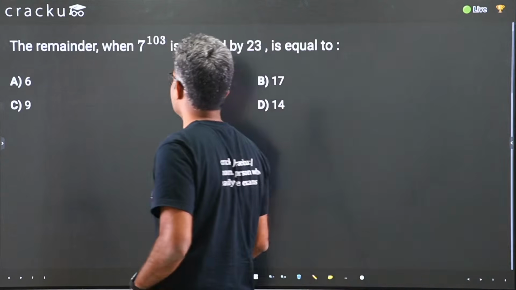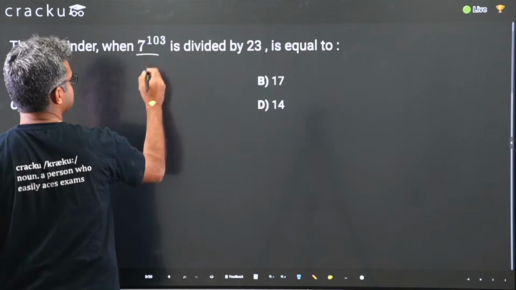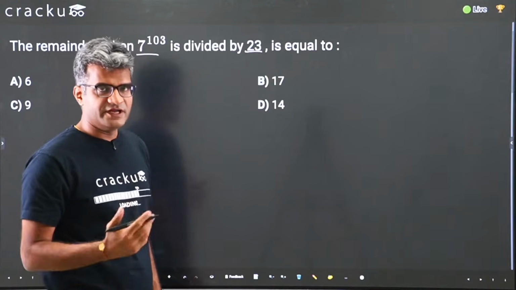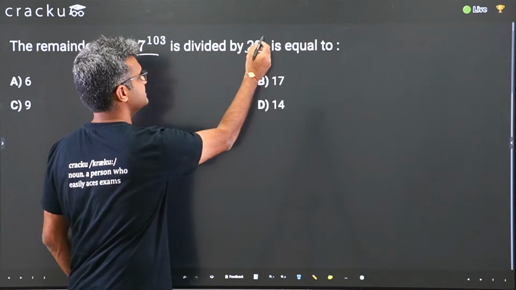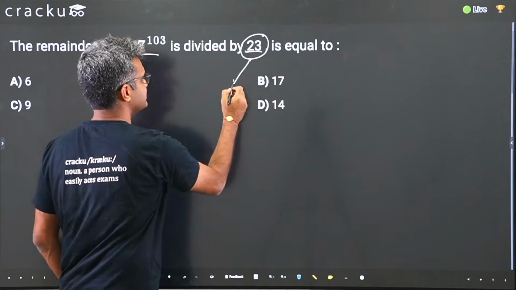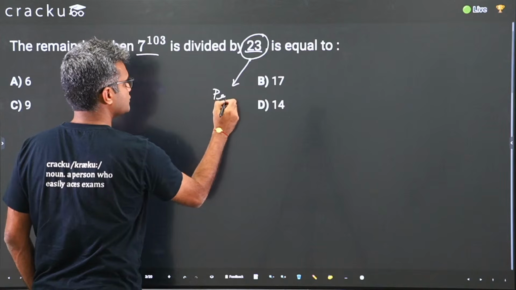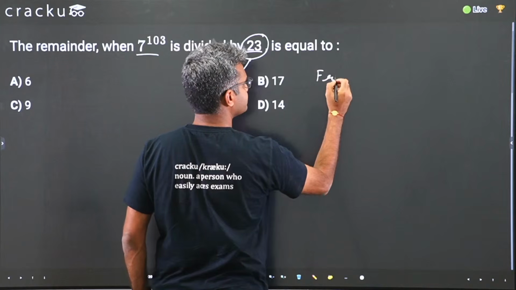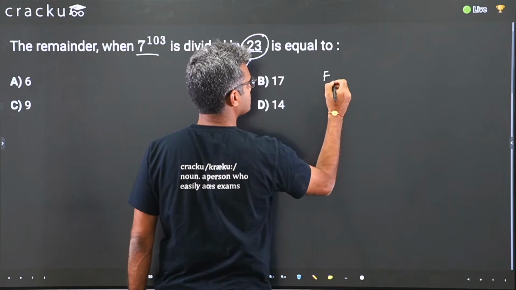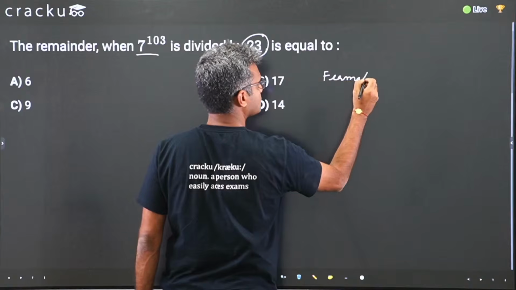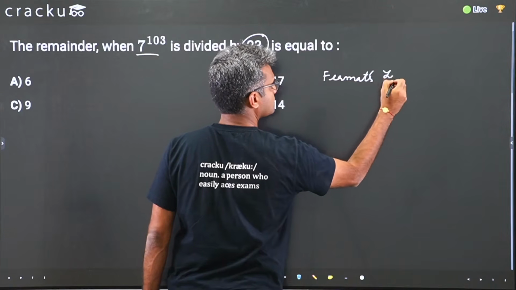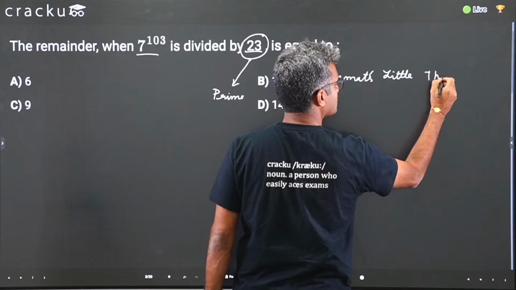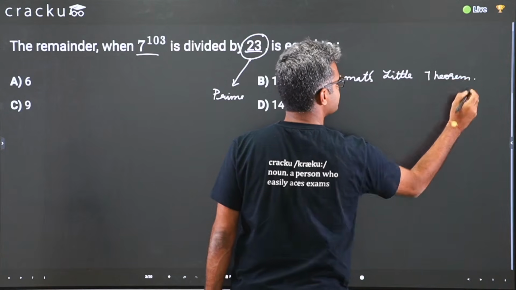In this question, we are asked to calculate the remainder when 7 to the power 103 is divided by 23. Whenever the number that is dividing, that is the divisor, is a prime number, you should always look at Fermat's little theorem. What does Fermat's little theorem say?